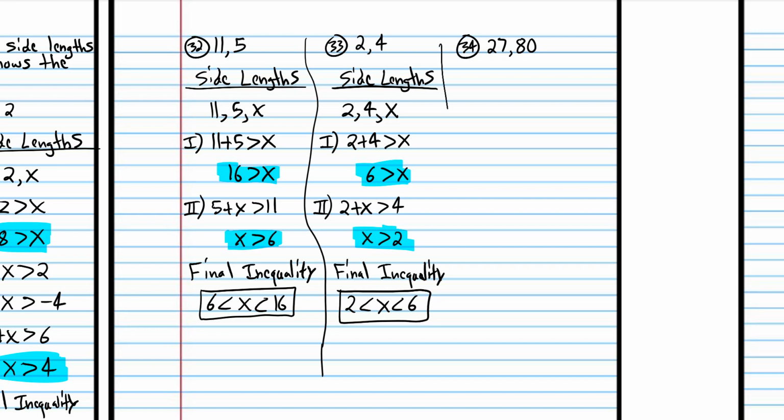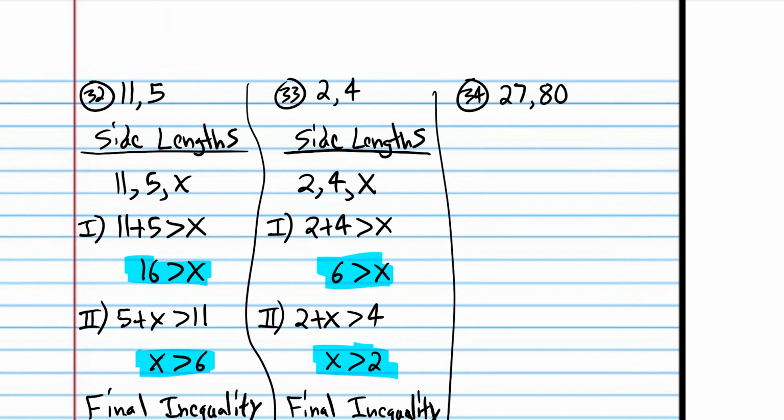All right, we're back. We're going to assume that the side lengths of this hypothetical triangle are 27, 80, and x.